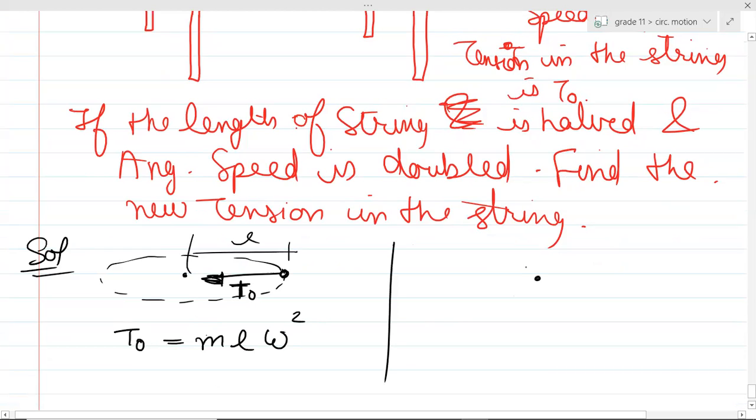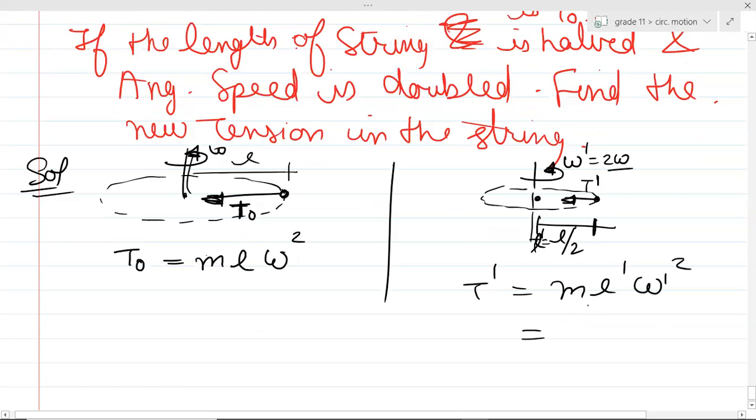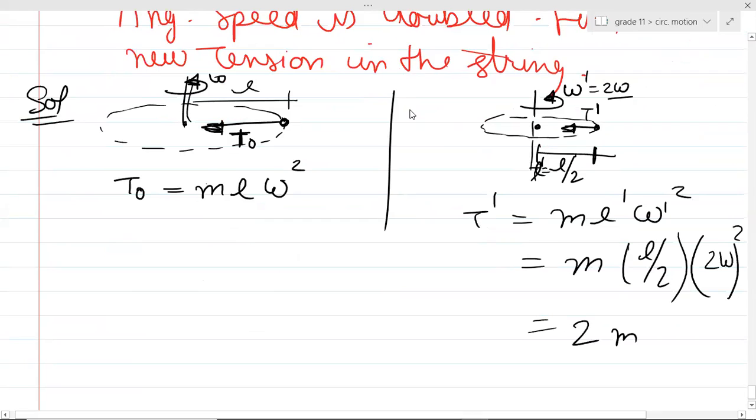Now after this, what happened? They halved the length of the string. So now the new length becomes how much? L by 2. The new length becomes L by 2, and now this is rotating with an angular speed omega dash, how much? Twice. This is what was given in the question. So now again, what will be the tension in the new case? The new tension T dash will be equal to m into L dash into omega dash square. You didn't change the mass, right? Obviously, you can't change it. So m L by 2 and twice omega, squared. So when you do this, this comes to be twice of m L omega square. And that's that.